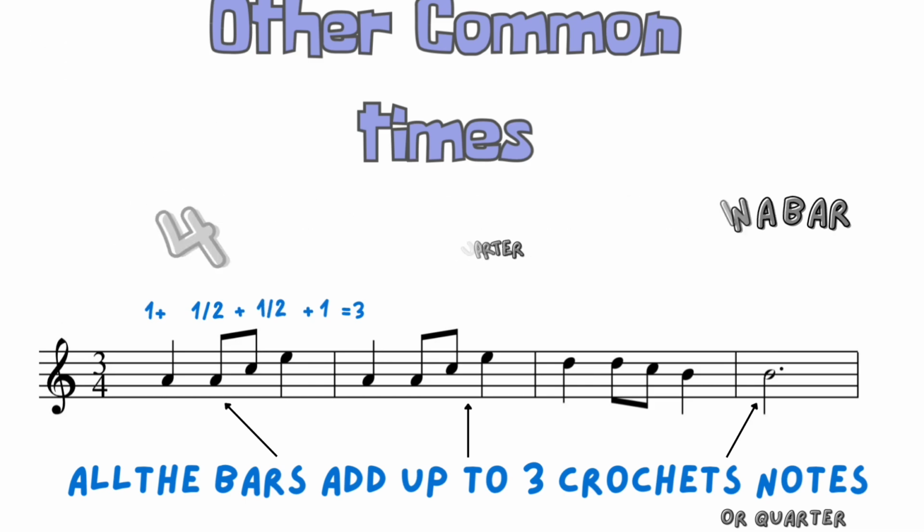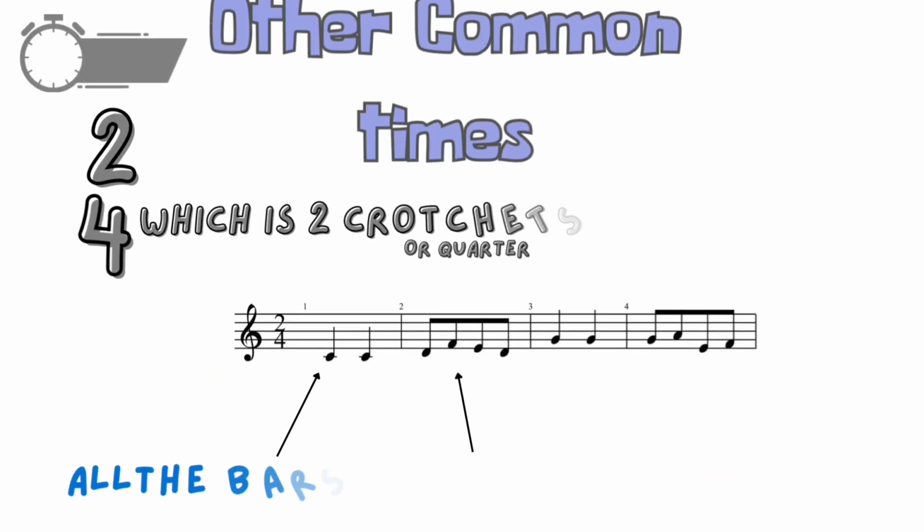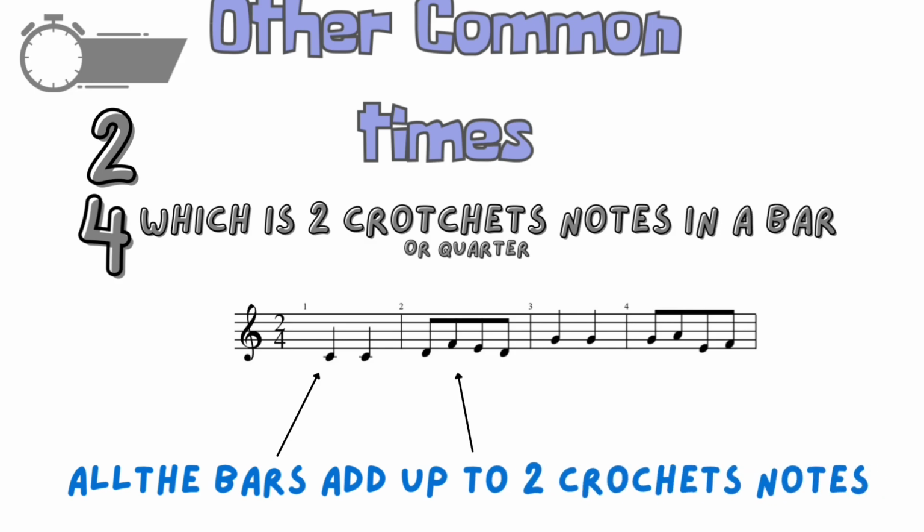Okay, now we've got 2/4, which is 2 crotchets in a bar. So the top number tells you there's 2, the bottom number tells you they're crotchets. Okay, so as you can see from this example, everything adds up to 2.